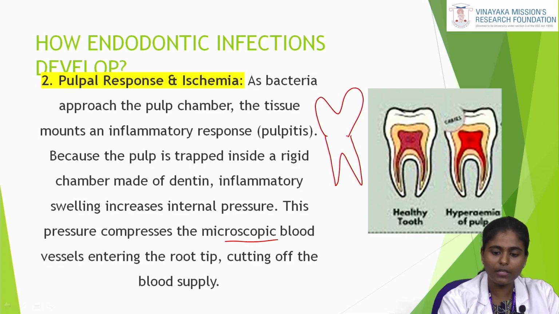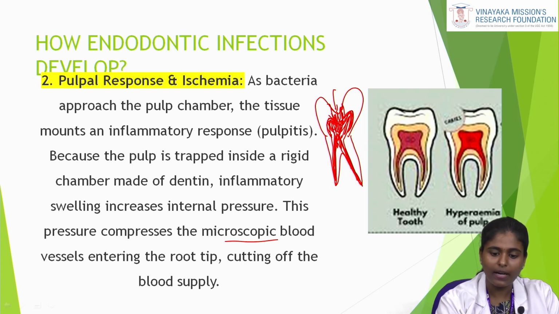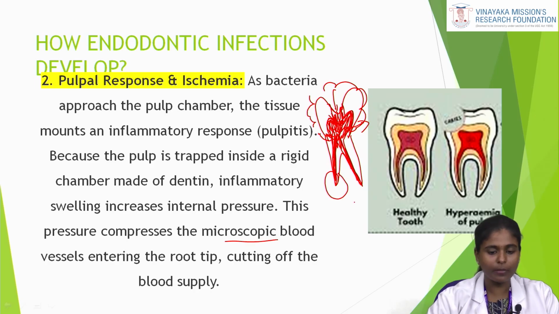So here, this is the tooth, this is the pulp chamber, followed by the root and pulp. This is the pulp, which is the vascular structure. In this, the pulpal response and ischemia, here there is a deep caries. When this caries reaches the chamber of pulp, it loses its vitality, followed by the blood vessels here getting constricted, and inflammatory swelling happens, caused by the internal pressure in this pulp chamber. This pressure compresses the microscopic blood vessels entering the root tip here, cutting off the blood supply.